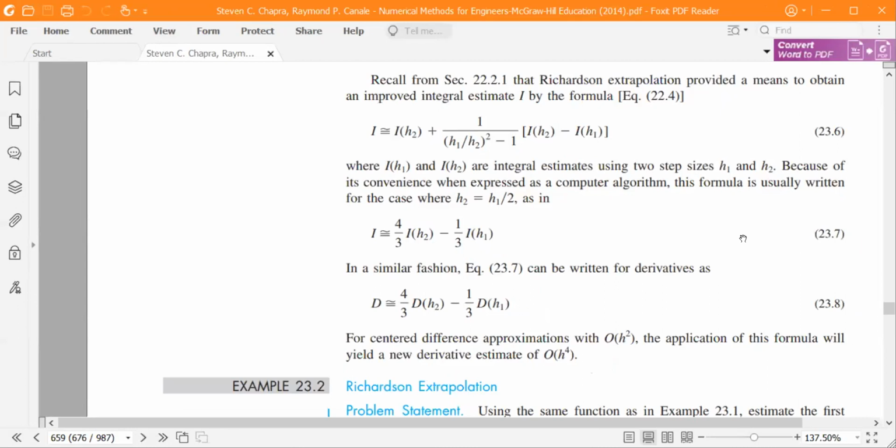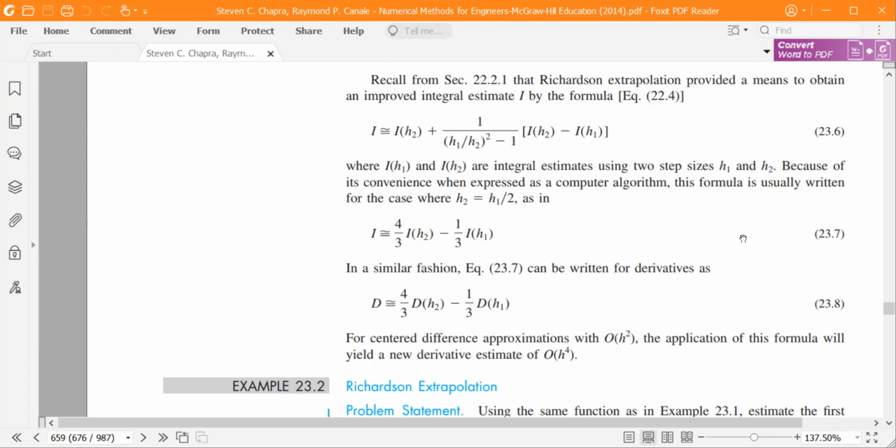So in this case, your integral equation will be of the form 23.7. That is an improved estimation of your integration with the help of two integrals you have calculated for two different step sizes, H1 and H2. And they actually become a weighted sum. The improved version will be the weighted sum of these two integrals, and the weights are 4/3 and 1/3. We have discussed this earlier.